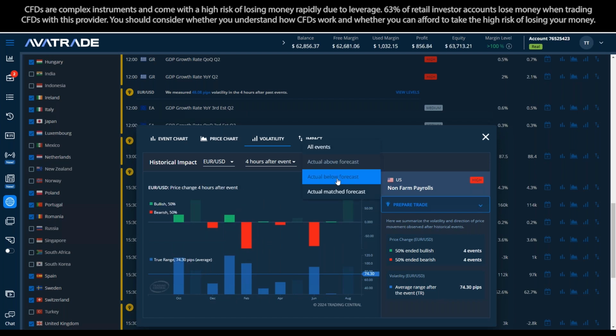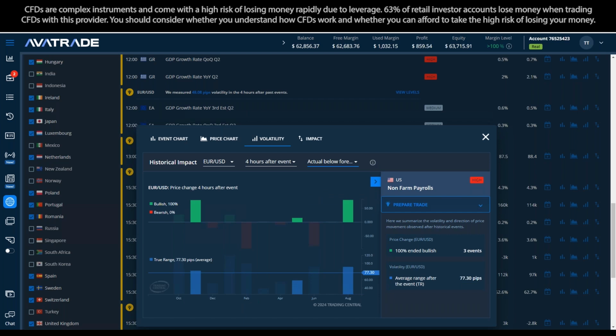Okay, what if this comes in below forecast? The exact opposite. And it's always nice to see that it's the flip result if the numbers come in the opposite. And so when it came in above forecast, it was trending down. It comes in below forecast, 100% of the time it went up, okay, in the data that's being evaluated over the past year. And again, similar distance, 77 pips or so average range movement.